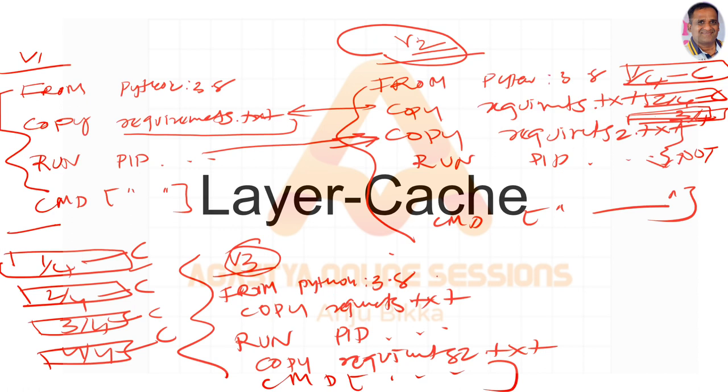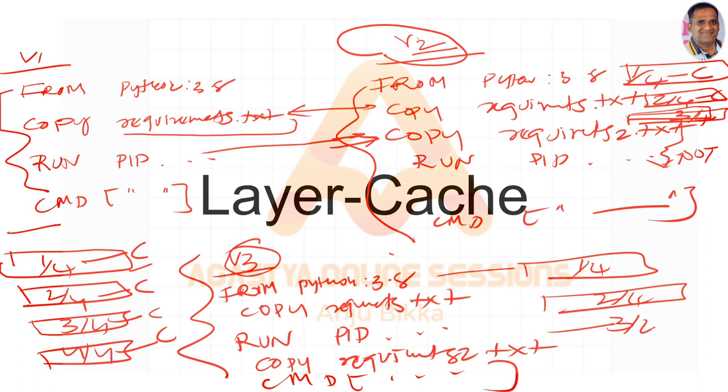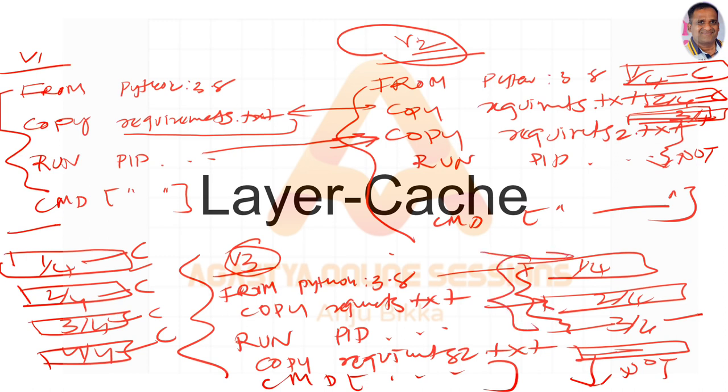If it comes to here, then 1 of 4 is taken from cache, then 2 of 4 is taken from cache, 3 of 4 taken from cache, then 4 of 4 is not taken from cache, and the rest is not going to be taken from cache. Means it is utilizing three layers from cache. It means it is going to prepare the image faster than in the V2. Means it is best utilizing the cache.